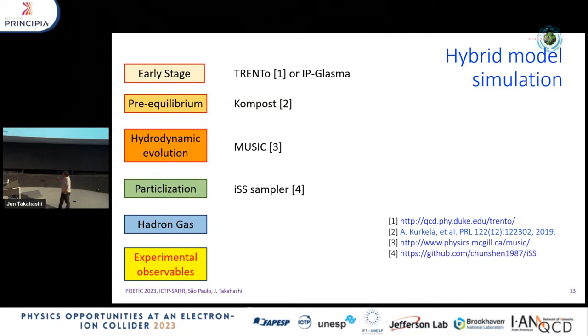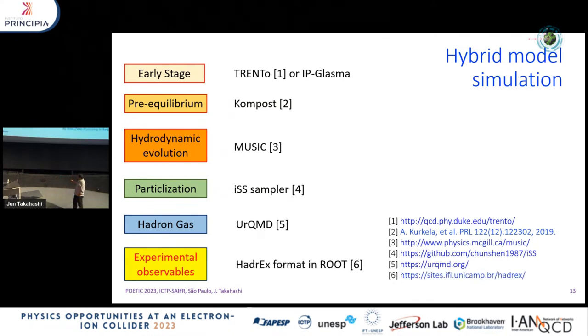Particlization is a sampling code that creates particles out of the hypersurface of the hydrodynamic evolution. For the hadron gas, we use UrQMD, which is very much used by the community. And then we put everything in a format, called the HepMC format, which is a format in ROOT, which is the one that we use in the ALICE experiment. So we can actually use some of the analysis codes that we use in the ALICE experiment on the data created by this simulation chain.